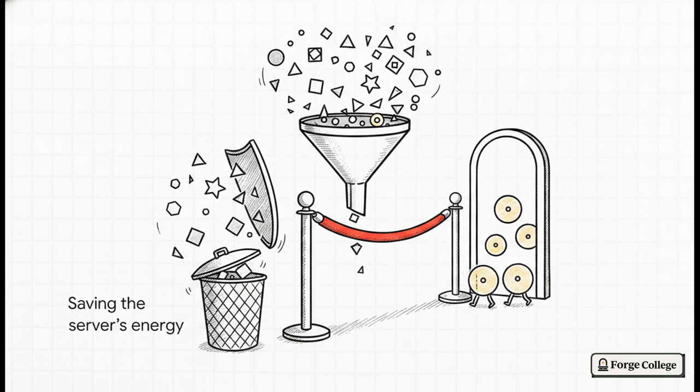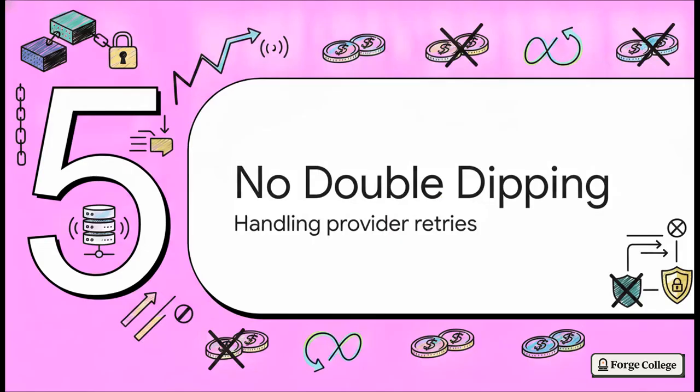We do this by registering a very narrow, specific subscription with our provider. We give them our public callback URL, sure, but we also configure filters. We tell them, hey, only listen to these specific program IDs. We also pick the absolute bare minimum event types we actually care about, maybe just transfer or account update. If an event isn't on that guest list, the provider drops it immediately, which saves our server from doing a ton of unnecessary work. All right, section 5, no double dipping.